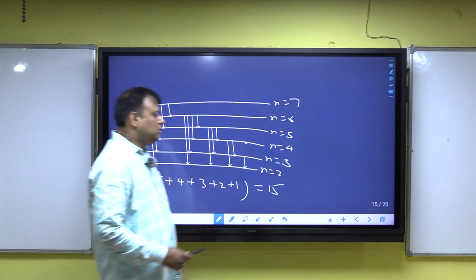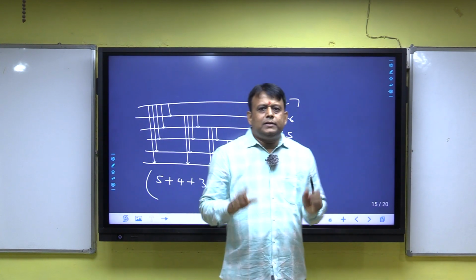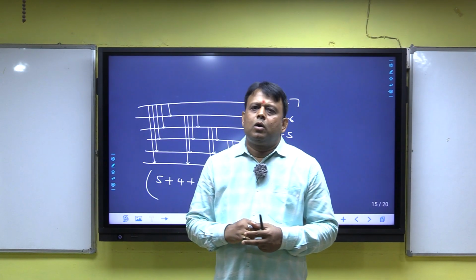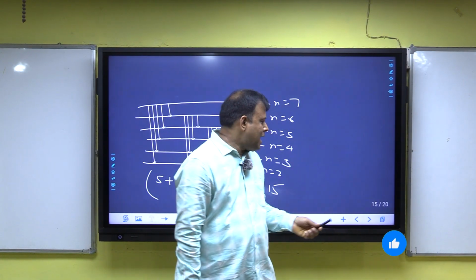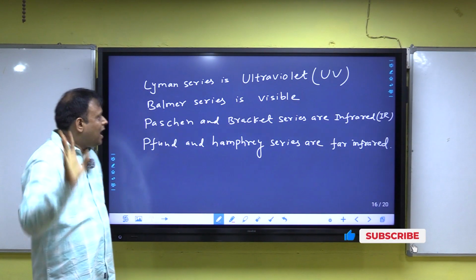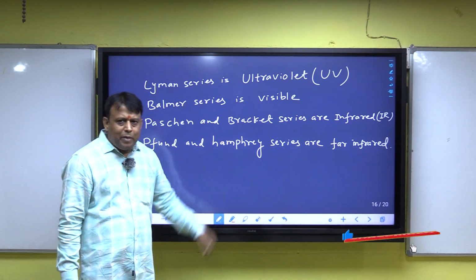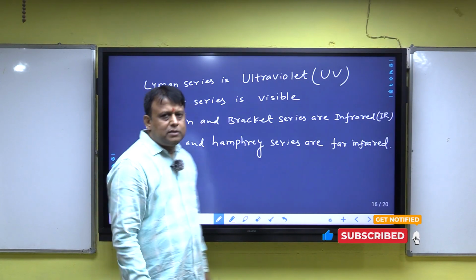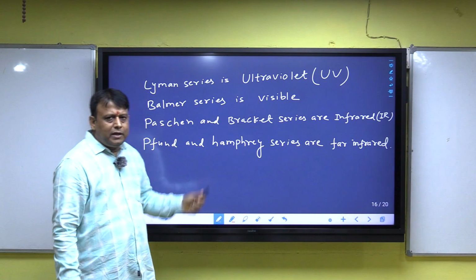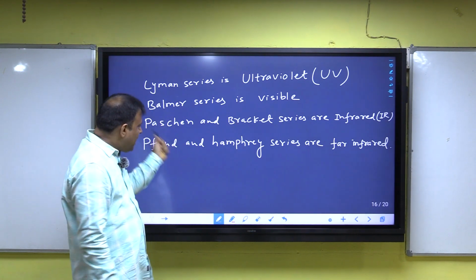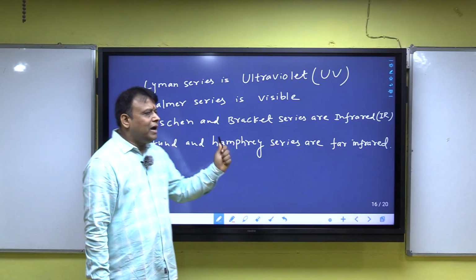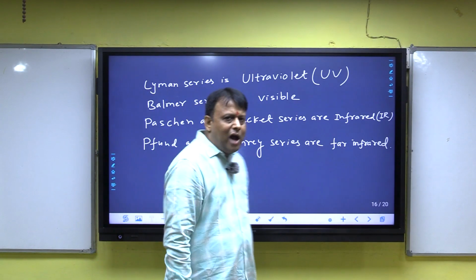Clear? Now, this is the concept and questions based on the hydrogen spectrum. And in the last, always keep in mind: Lyman series is ultraviolet, Balmer series visible, Paschen and Brackett series infrared, and Pfund and Humphreys are far infrared.